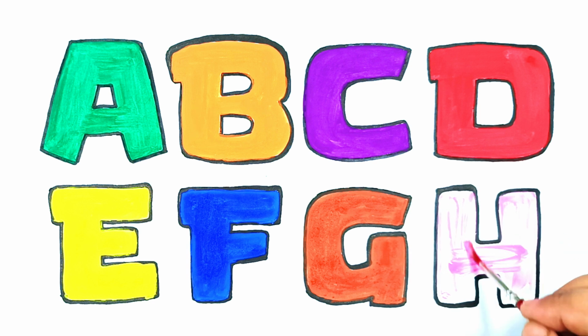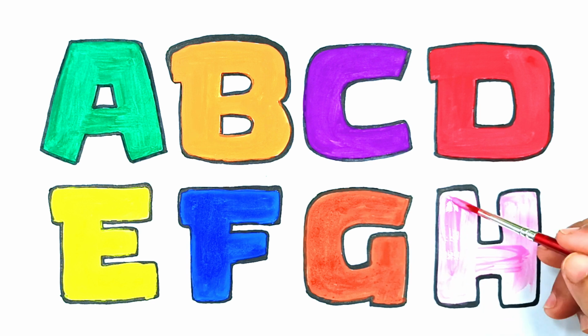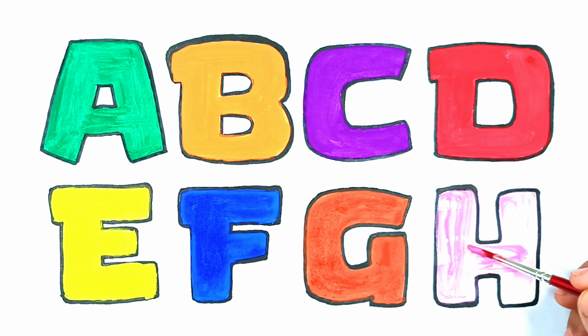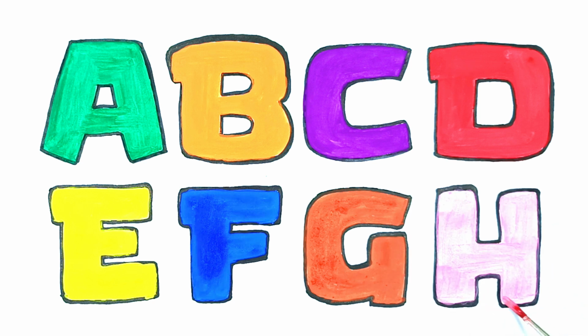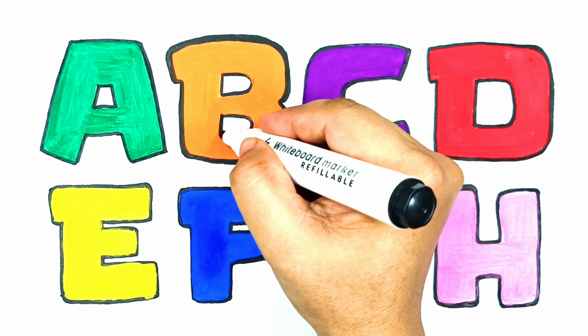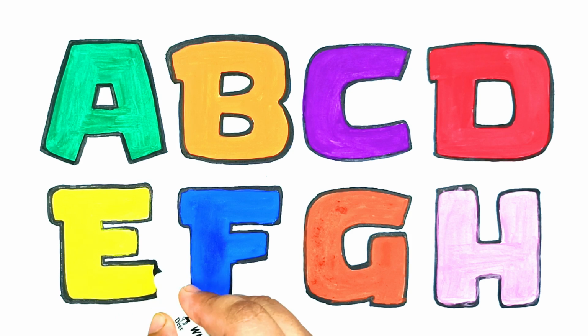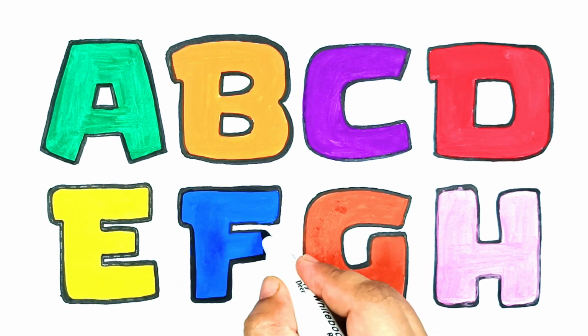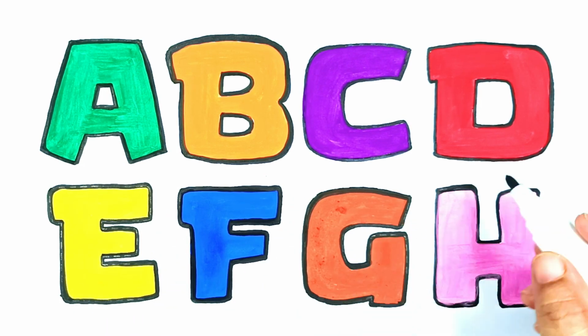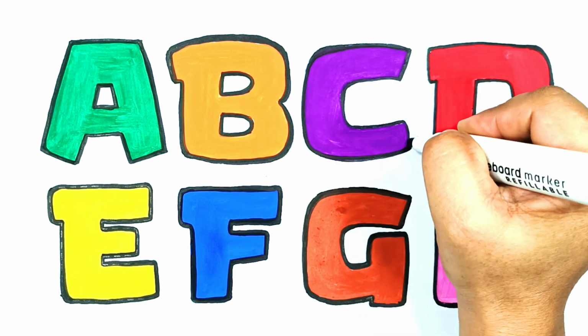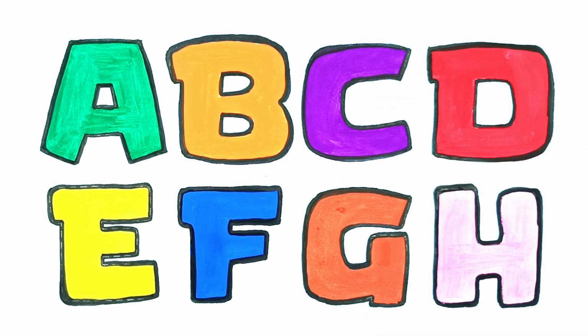H, happy hat making for kids. H is for horse. A, B, C, D, E, F, G, H.